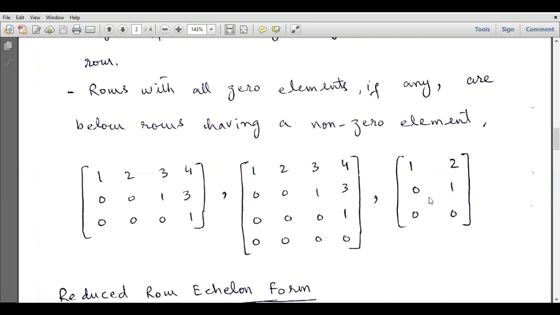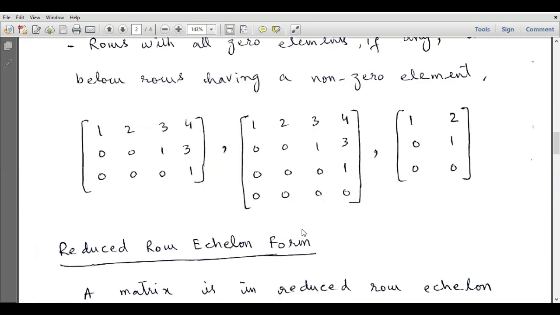So let's check this matrix. Starting from the left hand side, in the first row the leading entry is equal to 1. In the second row, this is the leading entry which is equal to 1 and it is at the right hand side of the leading entry in the first row. And this is the third row, which is a row of complete zeros. So all these three matrices are examples of echelon form.